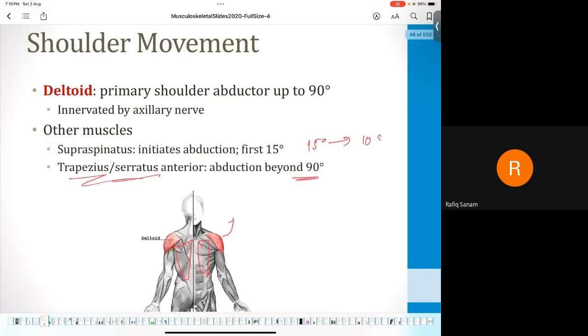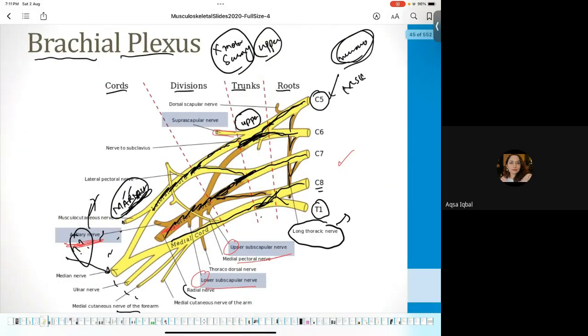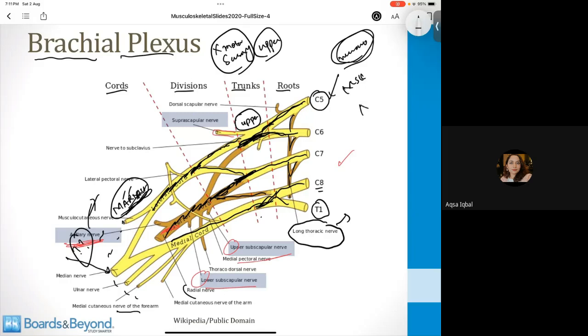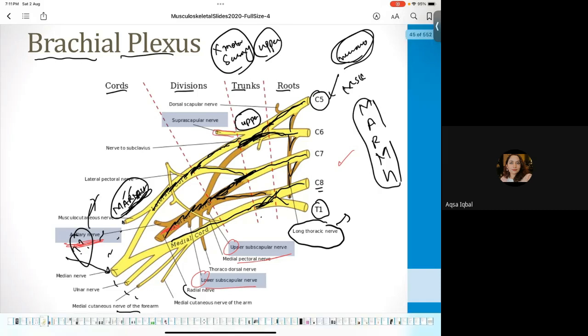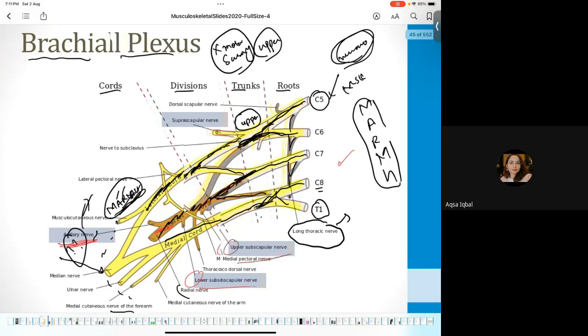Shoulder movement. Can you repeat the mnemonic, please? Okay, MARMU, MARMU, right? It's going to be the mnemonic from which you can know which nerves are arising from which portions of your brachial plexus.